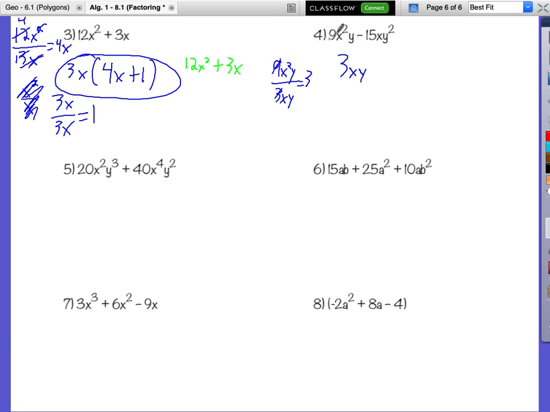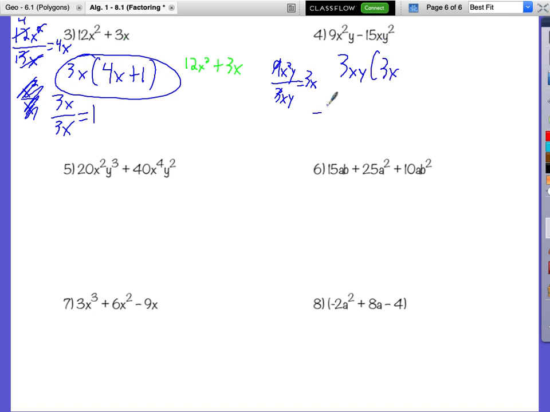So if we take 9x squared y, the first term, divided by our GCF, our greatest common factor, 9 divided by 3 is 3. X squared divided by x is, we did this same thing in number 3, x. And what's y divided by y? 1, so we just have 3x.